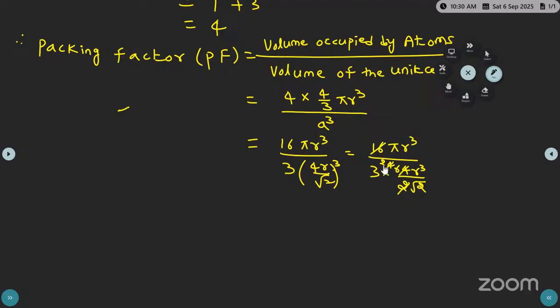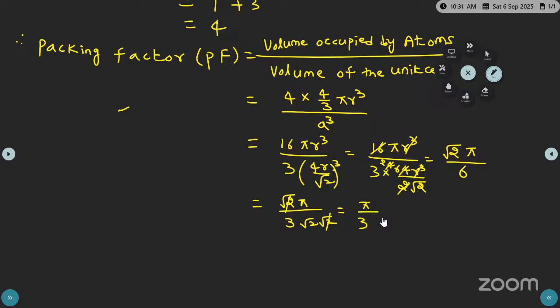So 3 into 2, r cube gets cancelled. So this root 2 comes up. That is root 2 into pi divided by 3 into 2, that is 6. 3 into 2 is 6. It can be further simplified, we can write it as root 2 into root 2, so that is root 2 into pi divided by 3 into root 2 into root 2. So this is equivalent to pi by 3 root 2.